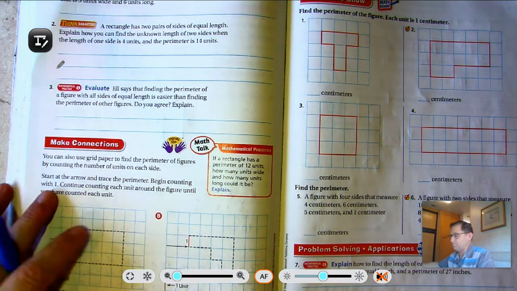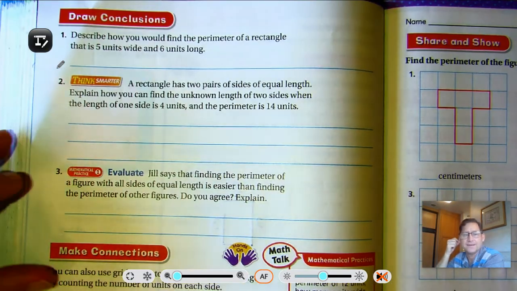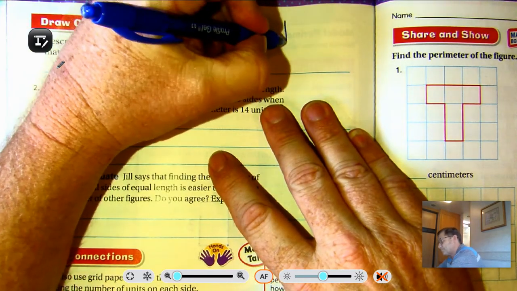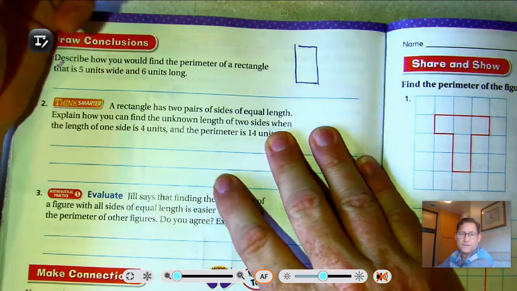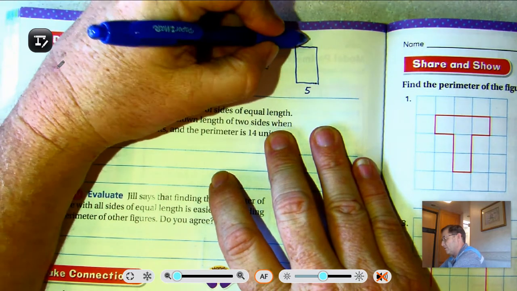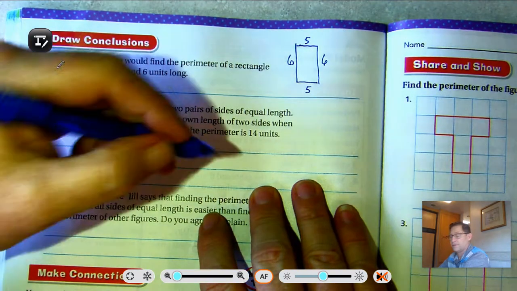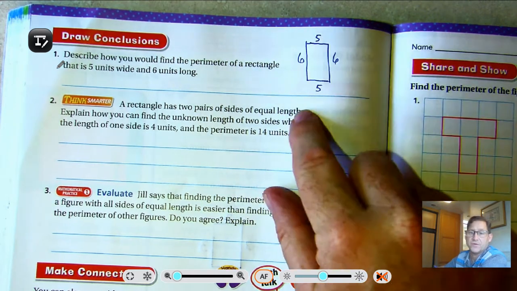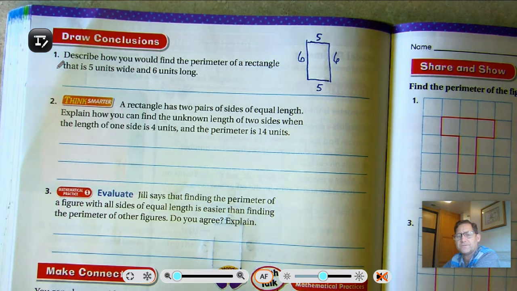All right, now, 1. Describe how you would find the perimeter of a rectangle that is 5 units wide and 6 units long. Okay, so it's a rectangle. That scale's a little off on that one. We're going to go ahead and call that 5. We'll call this 6. So 6 units on 2 of the sides and 5 units on the other 2 sides. So describe how you would find the perimeter. How do we find the perimeter?